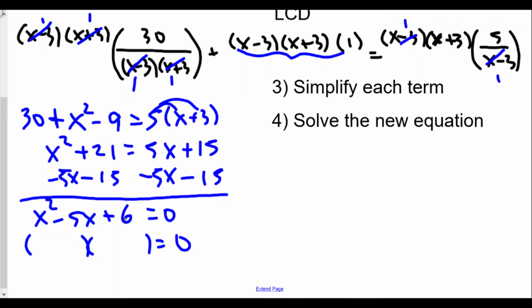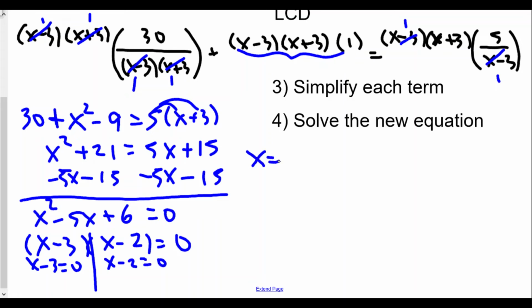All right, everybody, so now we're going to factor. We have x squared minus 5x plus 6. Two numbers that multiply to positive 6 and add to -5 are -3 and -2. So we have (x minus 3) times (x minus 2). When we set each one equal to 0 and solve, we're going to get x equals 3 and x equals 2.